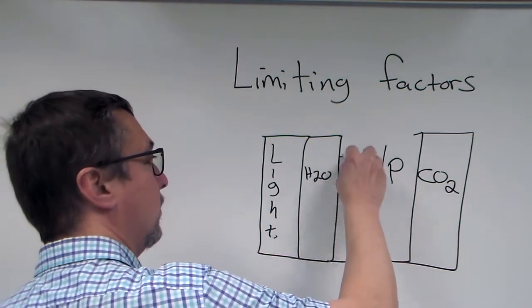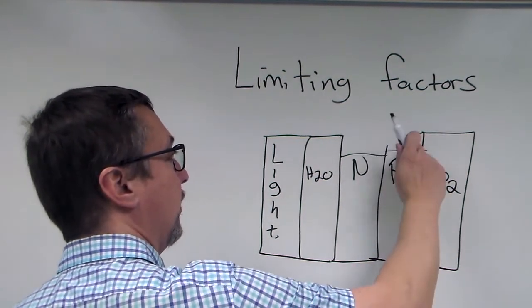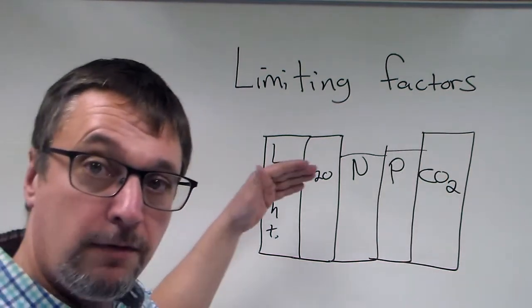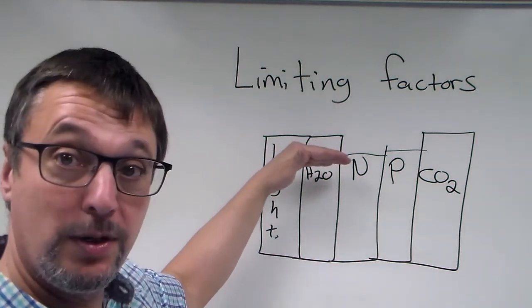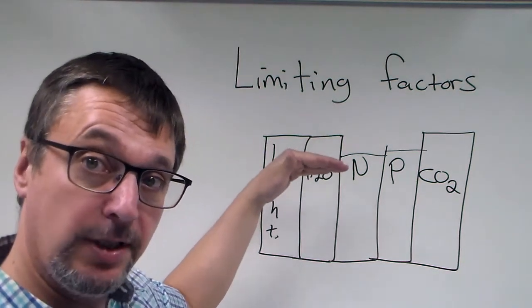Now, if your plants are lacking in certain nutrients, for example, nitrogen and phosphorus are here, how full can you fill this barrel? Only to the lowest point, nitrogen. Nitrogen is the limiting factor.